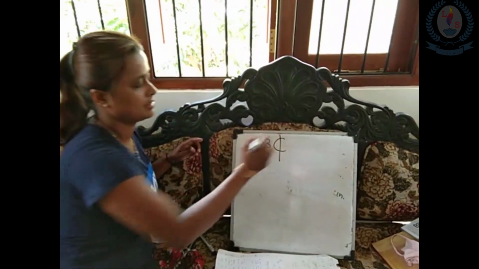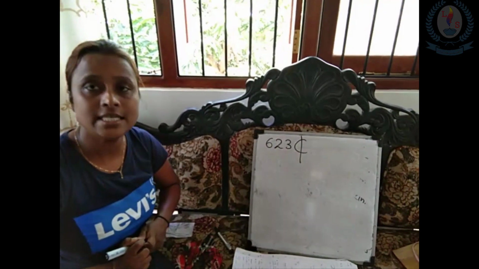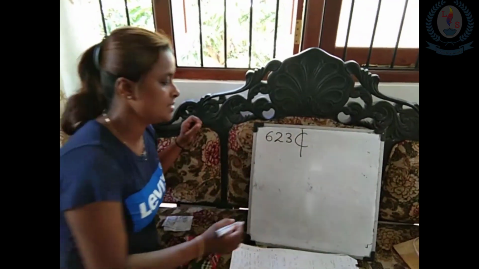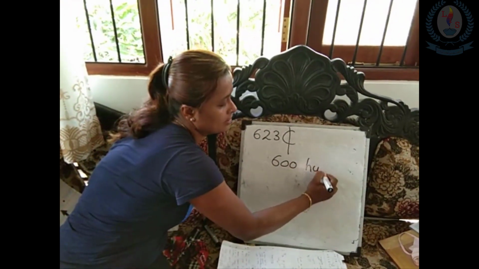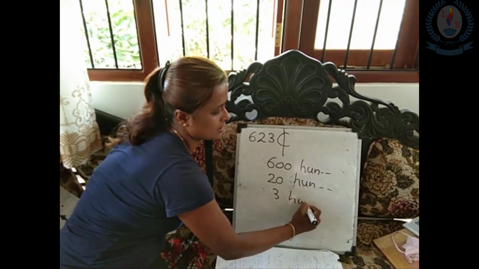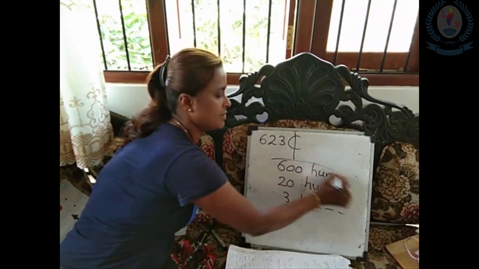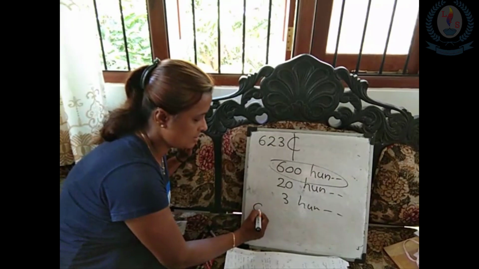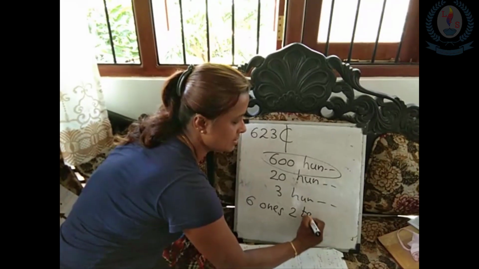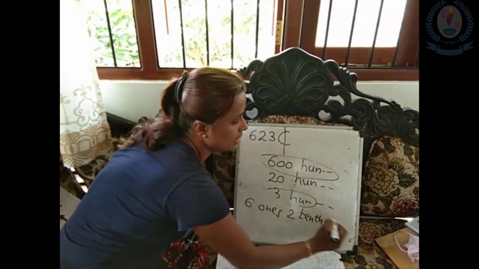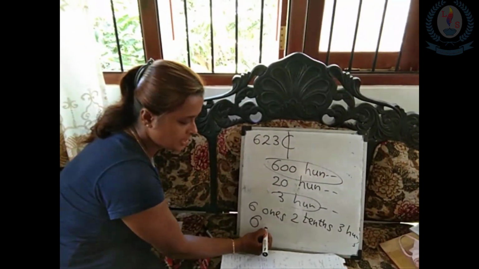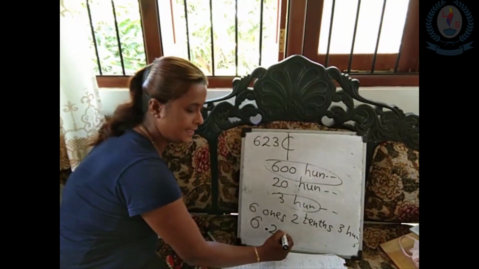623 cents we are going to write in dollars or in decimal form. Okay? This 600 I can break into 3 parts like 6 hundredths, 20 hundredths, 3 hundredths. Right? 6 hundredths means 6 ones. 20 hundredths means 2 tenths. And 3 hundredths. So 6 ones, 2 tenths, 3 hundredths.